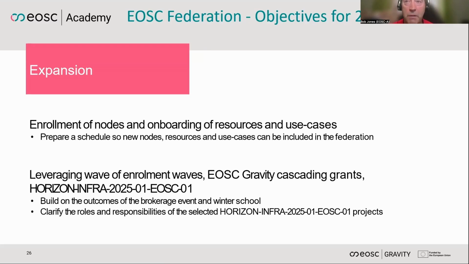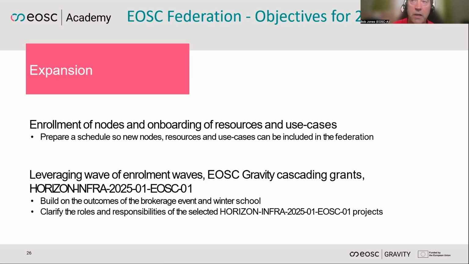The other part of the objectives for 2026 was the expansion of the federation. This basically means the enrollment of more nodes into the federation, but also the onboarding of more resources and use cases to the nodes in the federation as well. So we have had to prepare a schedule for doing this, what resources are needed, the use cases, and how we're doing it.